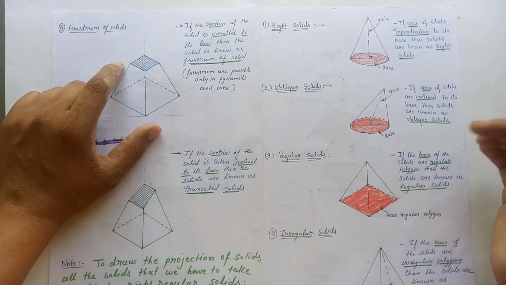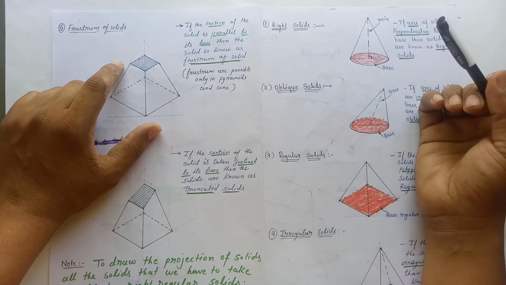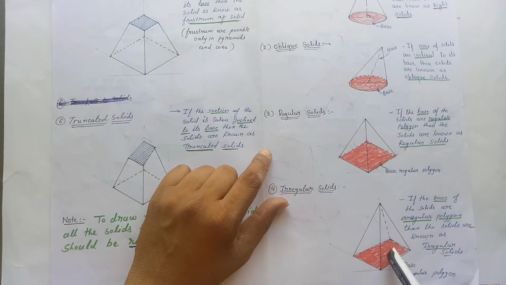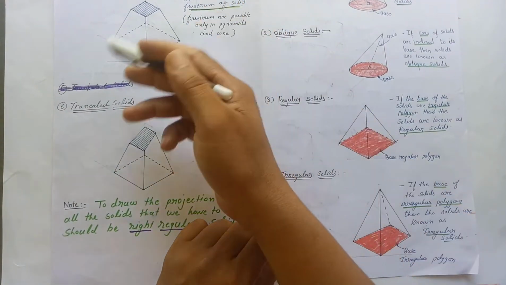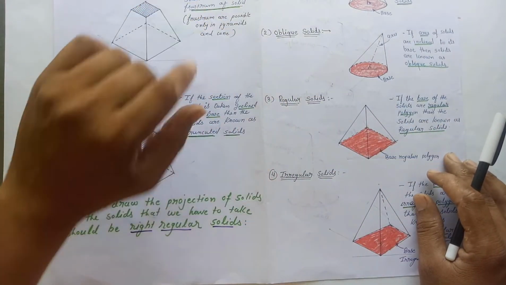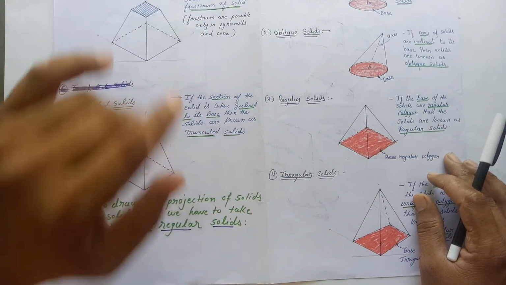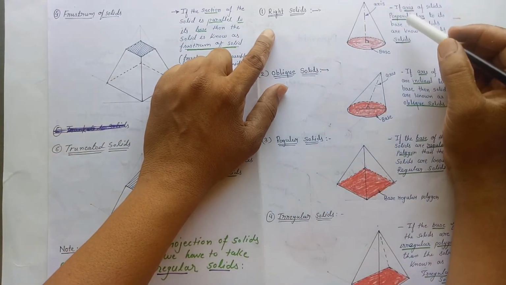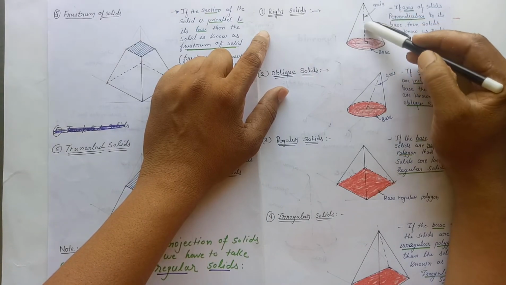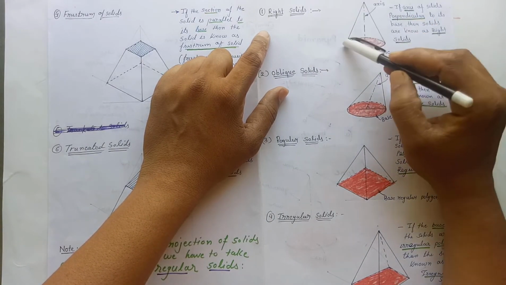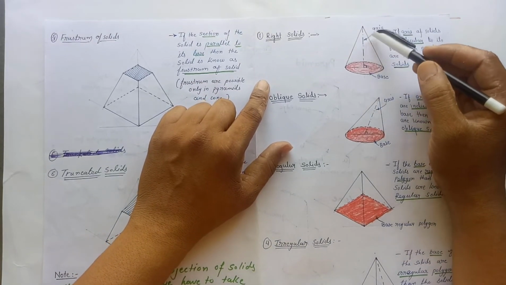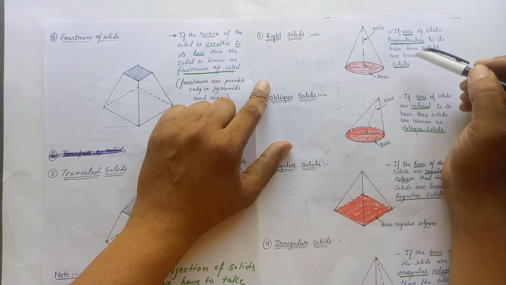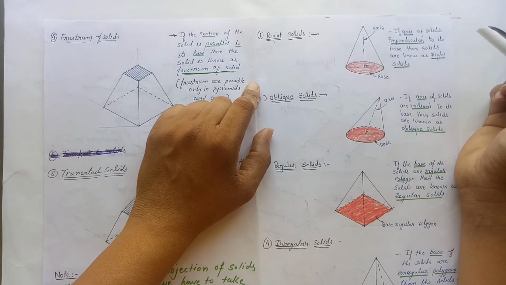Now here are some other types of solids based on the position of the axis, shape of the base, and shape of the section. First is the right solid. What is a right solid? If the axis of the solid is perpendicular to its base, then the solids are known as right solids.